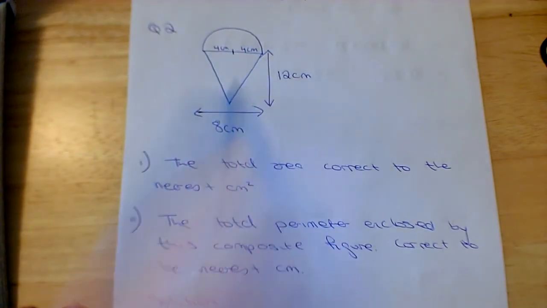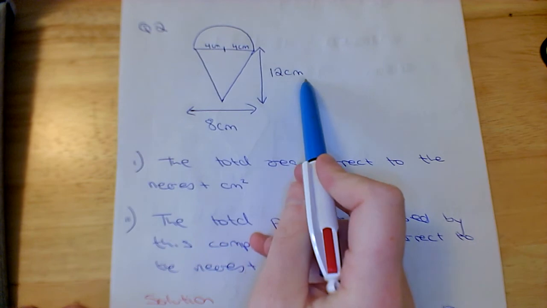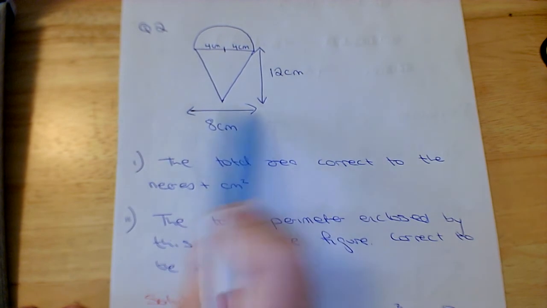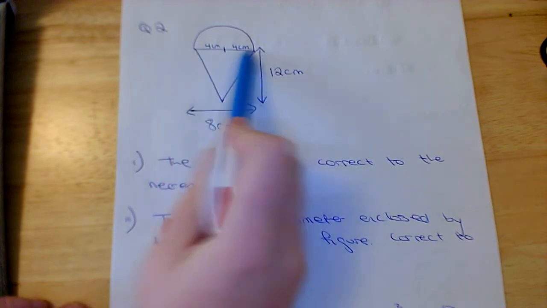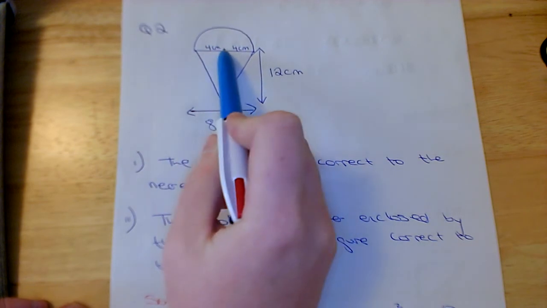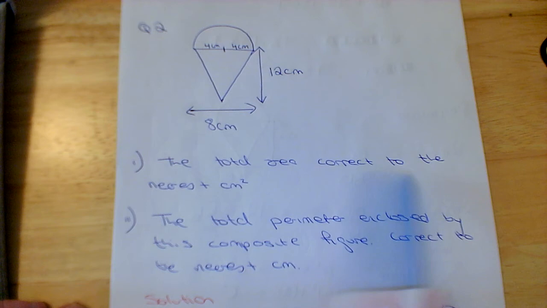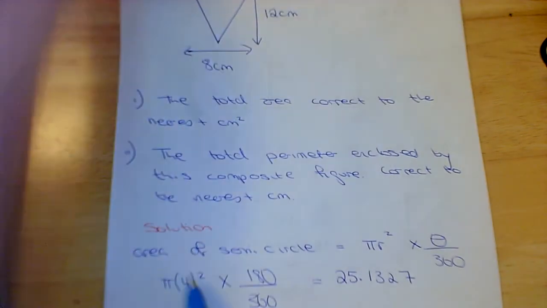Now what I have is a semicircle and a triangle. Here it tells me that my perpendicular height is 12 centimeters and my length the whole way across is 8 centimeters. So I can basically say that this is my diameter, this is 8, and that means that my radius has to be 4. I'm asked to find the total area correct to the nearest centimeter squared, and I'm asked to find the total perimeter enclosed by this composite figure correct to the nearest centimeter.